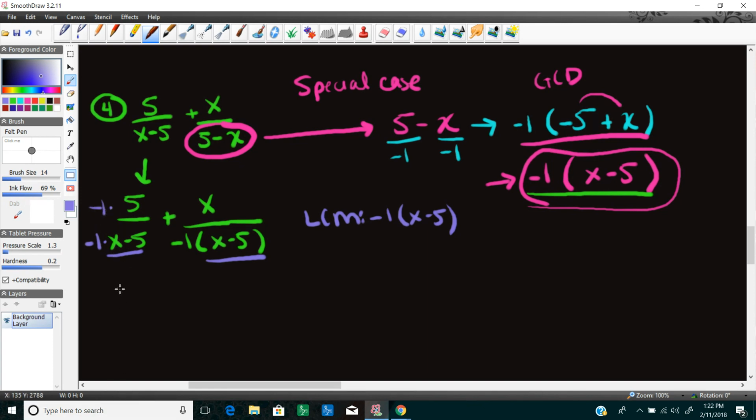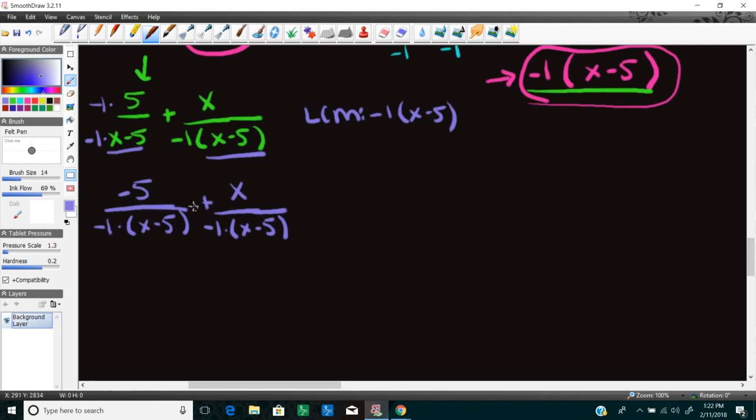Doing so, -1 times 5 is -5 over, I'm just going to leave that how I have the other one, plus x, that one stays the same, leave the bottom. The beauty with this is that once you find that LCM, the denominator pretty much stays the same. Since they both have the same denominator now, I can go ahead and add the top. So I'm going to have -5 plus x all over this denominator, -1 times x minus 5.